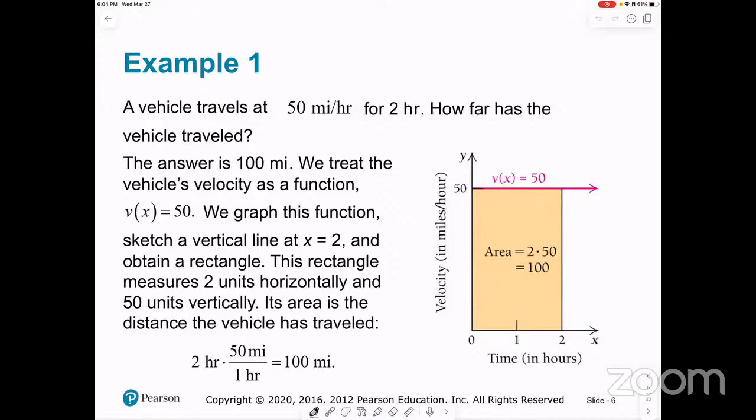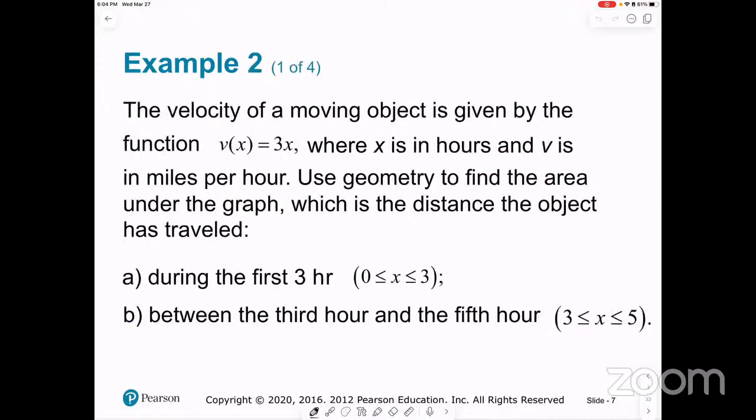Let's see. So it says the velocity of a moving object is given by this function, where x is the hours and v is miles per hour. Use geometry to find the area under the graph, which is the distance the object has traveled. Okay. During the first 3 hours, so from 0 to 3, and then between the 3rd hour and the 5th hour. Okay, we got this. So it's pretty much the same setup as we saw in the previous example. We're going to graph that function. It looks like we're doing velocity versus time again.